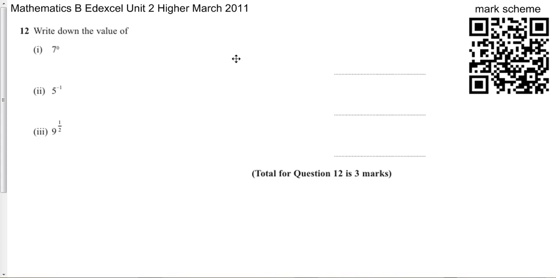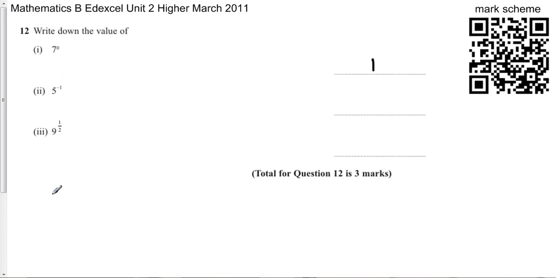Hi, this is question 12 from the Edexcel Unit 2 Higher March 2011 paper, and we're looking at indices, powers and such. And for the first question, a fairly common question, is something to the power 0. Anything to the power 0 is 1. 12 to the power 0 is 1. 15 to the power 0 is 1. Anything to the power 0 is always 1.